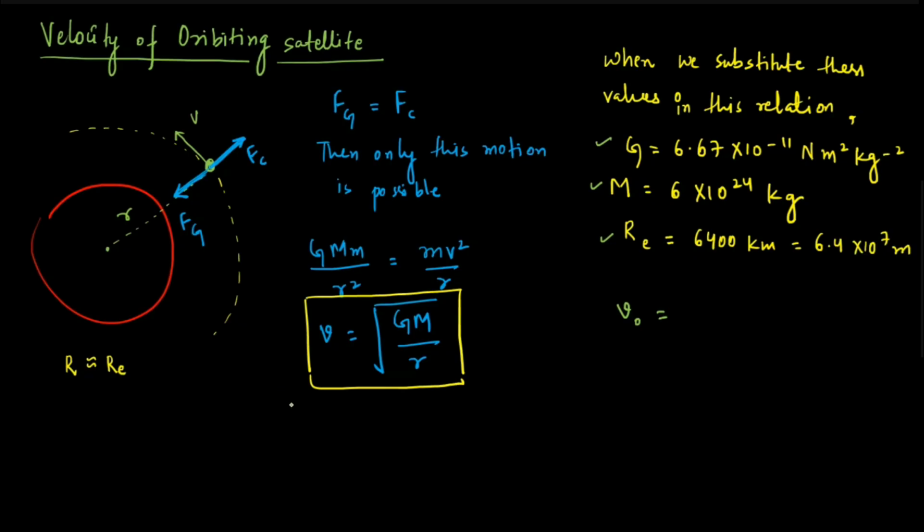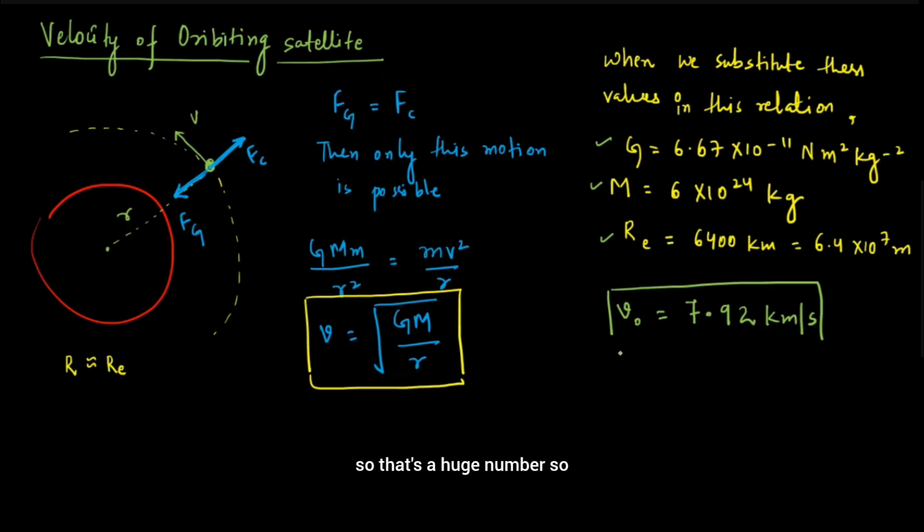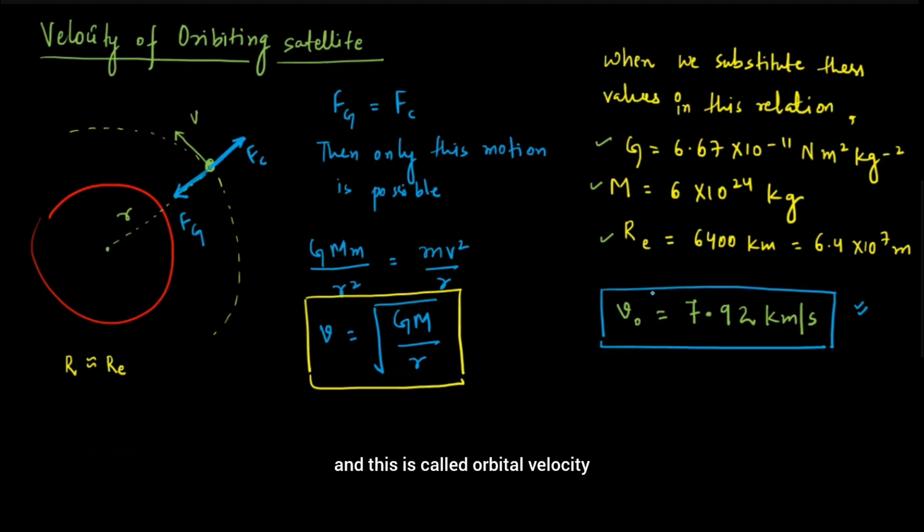That's a huge number. To be precise, 7.92 kilometers per second. So that's a huge number. So if a satellite wants to revolve even close to the surface of Earth, its velocity needs to be minimum 7.92 kilometers per second. And this is called orbital velocity.